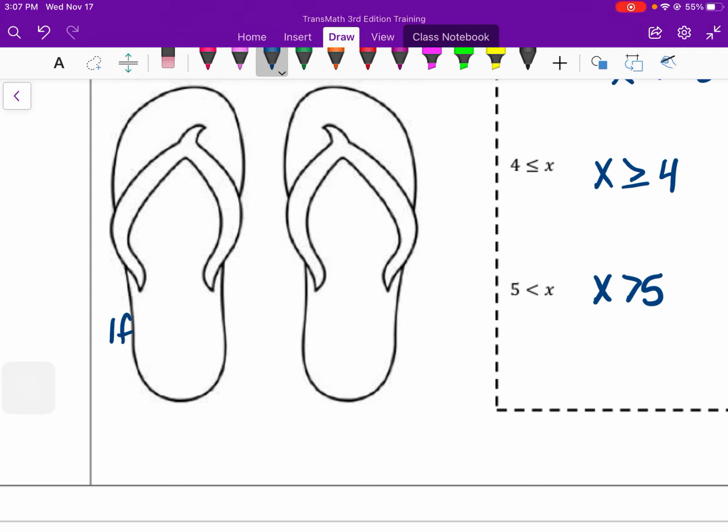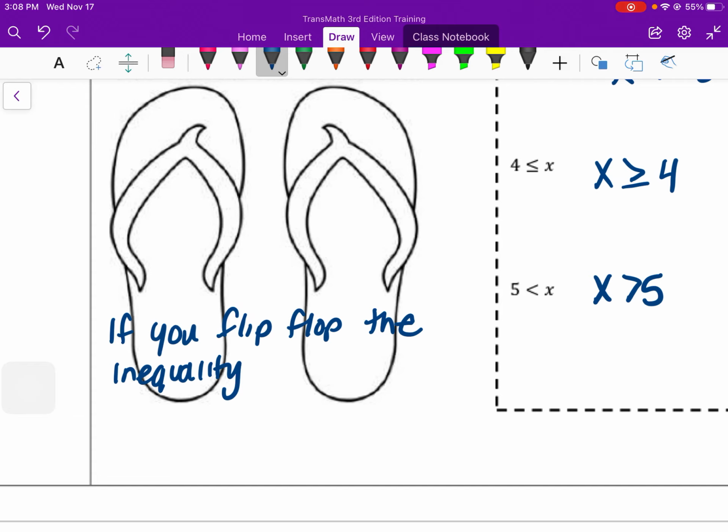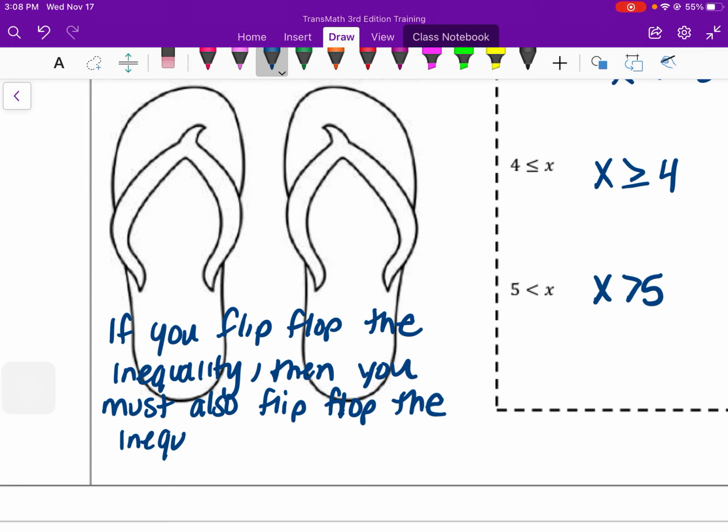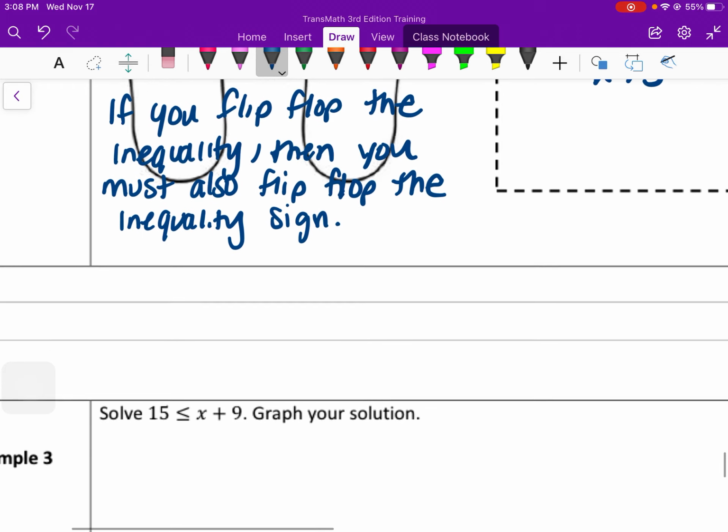So the flip-flops are kind of a helpful reminder: if you flip-flop the inequality around, so you flip the number and the variable, then you must also flip-flop the inequality sign. There we go. So let's look at a few more examples.